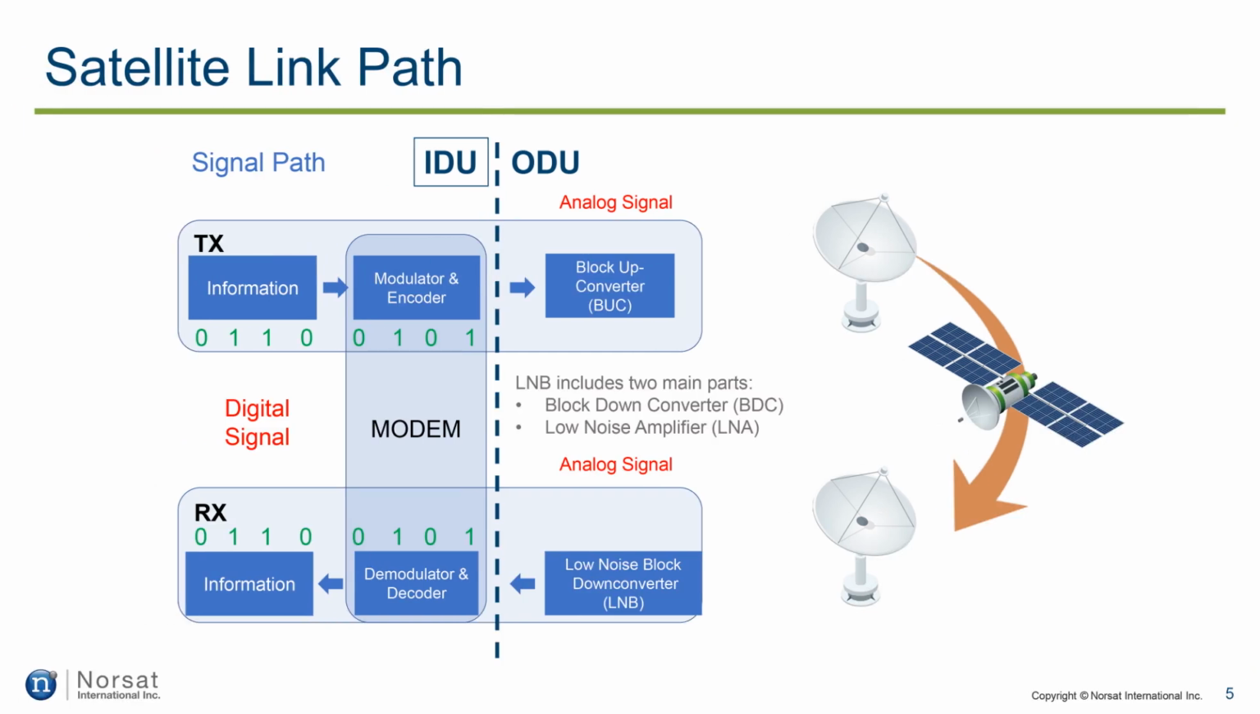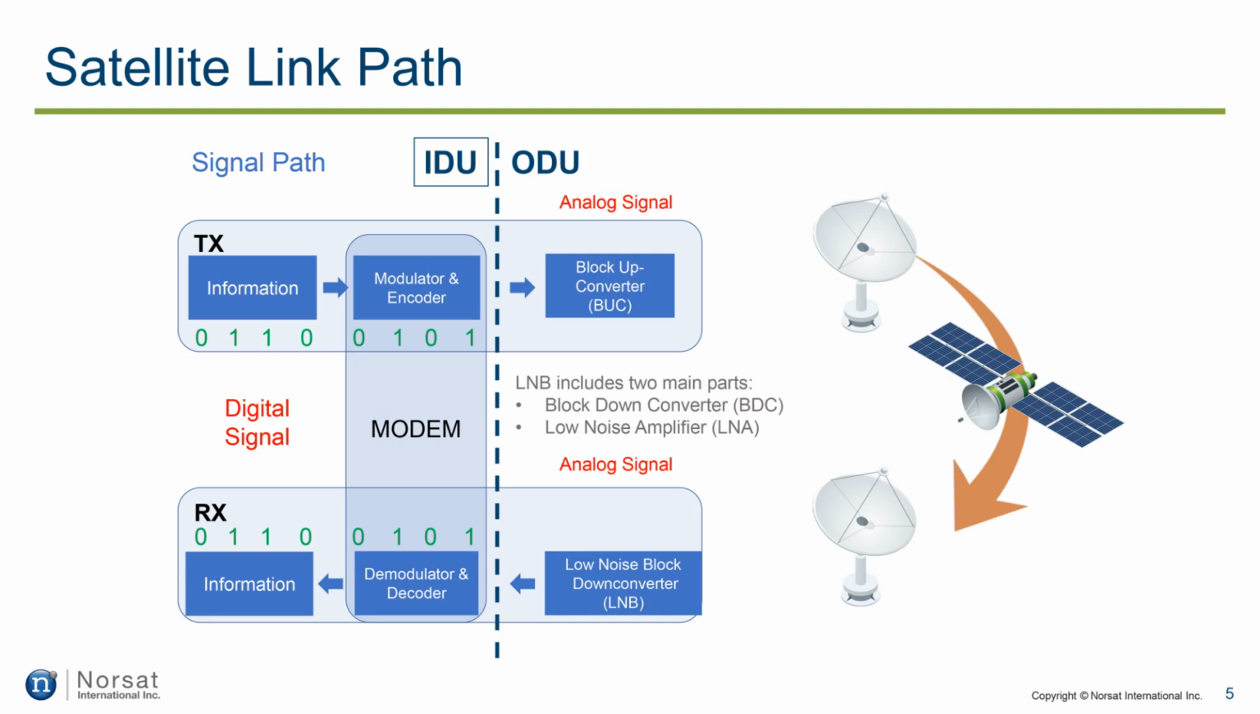LNBs are installed on what are called Earth stations. The basic function of an Earth station is to transmit and receive signals to and from a satellite. The signal that is transmitted to a satellite is called uplink, and the signal received by an Earth station is called downlink. Here's an illustration of an Earth station and its components.